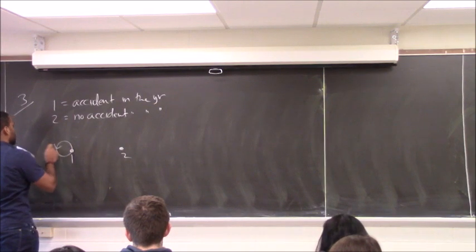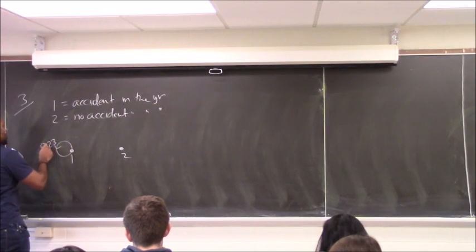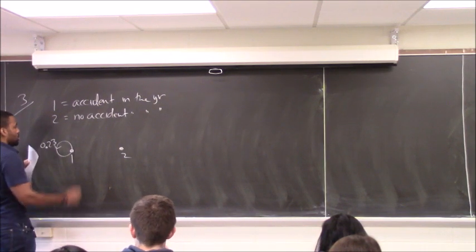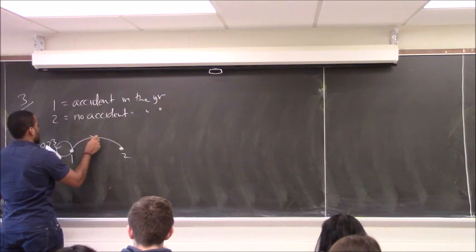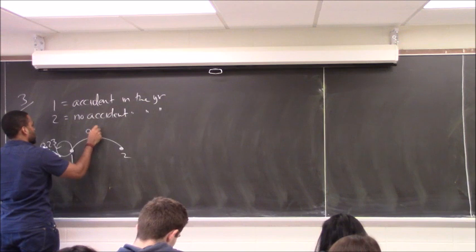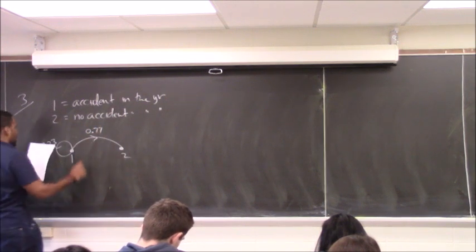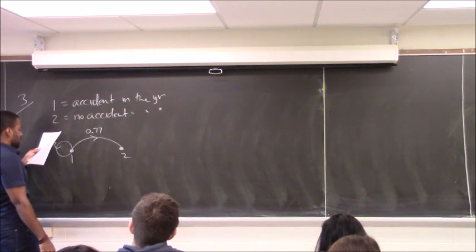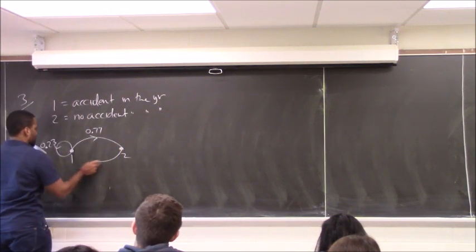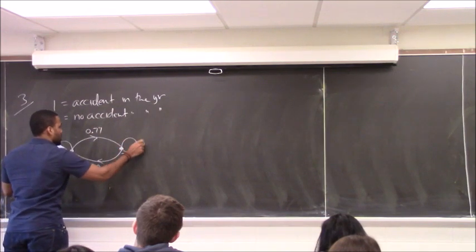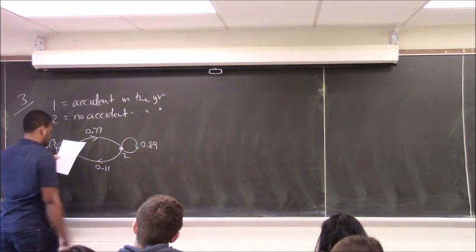That means that they're 0.23. Which means they went from a state of accident to no accident with, what's that, 0.77? And 11% not involved in an accident had an accident the following year. So that was 0.11, which makes this 0.89.